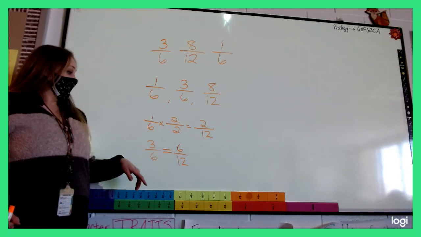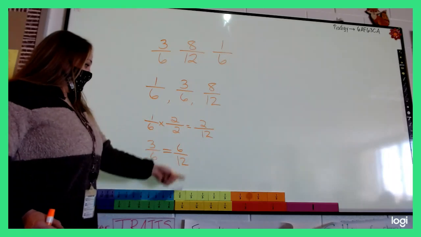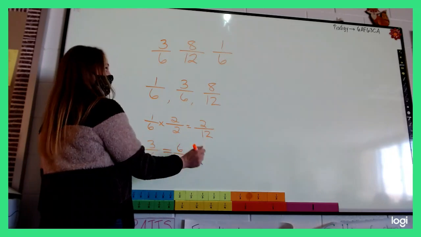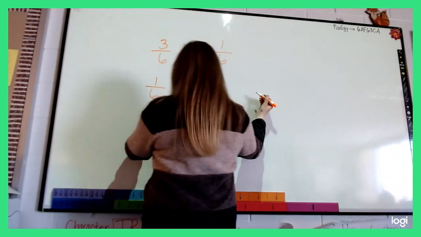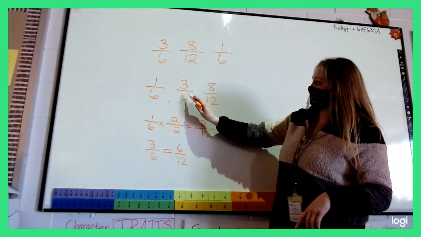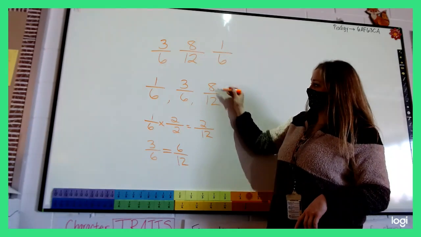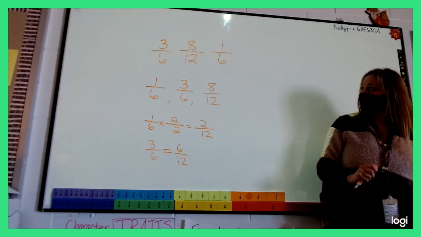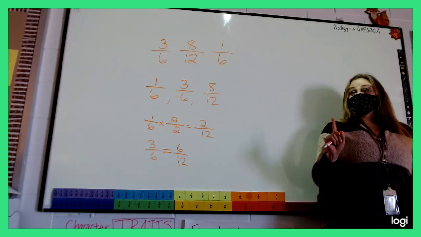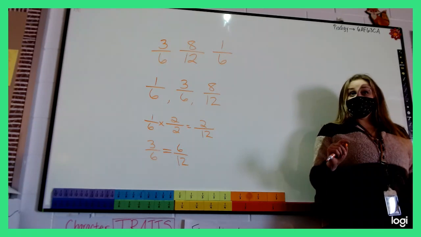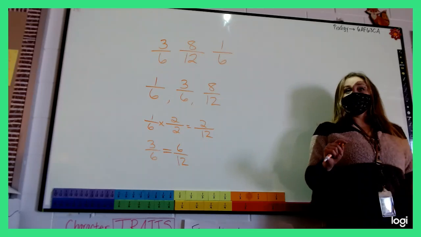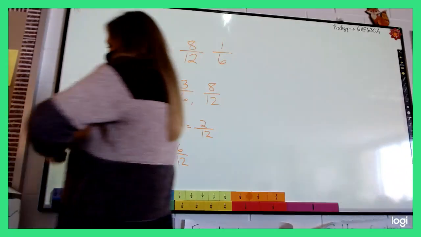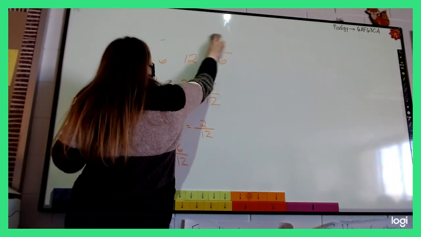All right, so now once we've all got the same denominators, I could say, well, 2/12 is the smallest, and that's the 1/6. 6/12 is in the middle, that's my 3/6. And 8/12 is bigger than 6/12. Okay, that's just one example. Questions so far? We're going to do more. No? Okay. All right. This time, you're all going to do it with me.